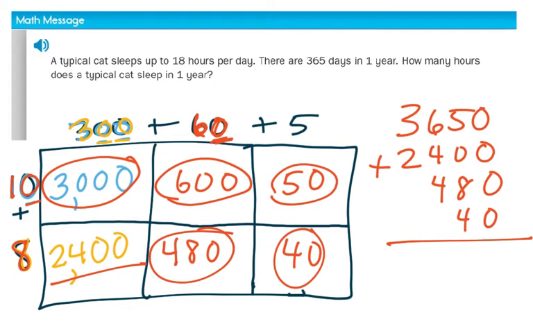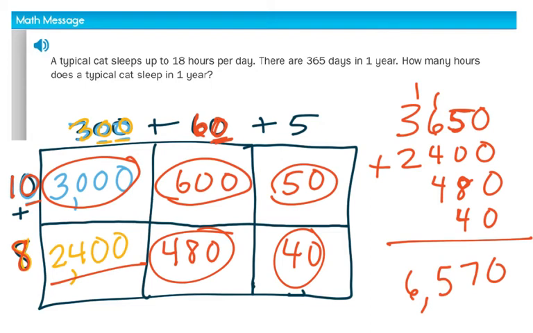So 0 plus 0 plus 0 plus 0, 0. 5 plus 8 is 13, plus 4 is 17. Carry my 1. 1 plus 6 is 7. 7 plus 4 is 11. 11 plus 4 is 15. Put down your 5 and carry your 1. 1 plus 3 is 4. And 4 plus 2 is 6. 6,570.